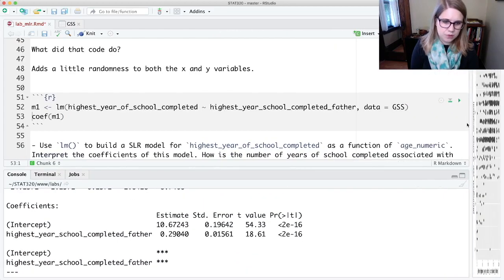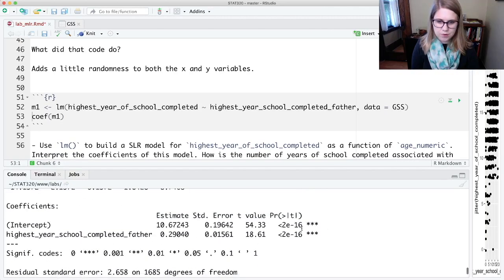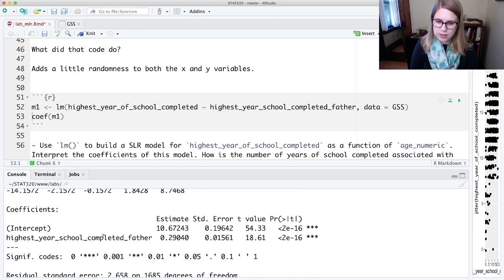These variable names are really long, so sometimes it makes sense to squish over that pane and then rerun it so that I can see everything on one line. So we were talking about inference. Here's my t-value, 18.61, way off in the edge of the distribution, and R found my p-value, which is basically 0. So I would reject the null hypothesis. I would say it's looking like the slope for highest year school completed father is not 0. So I could say that.